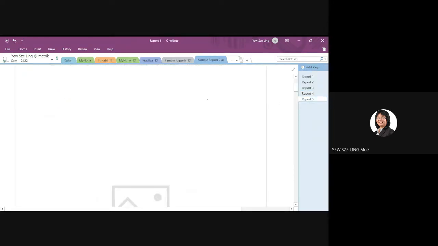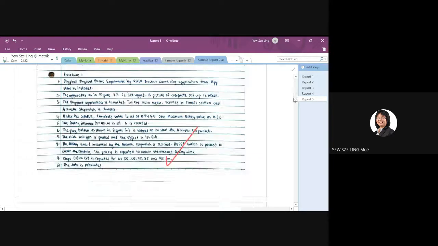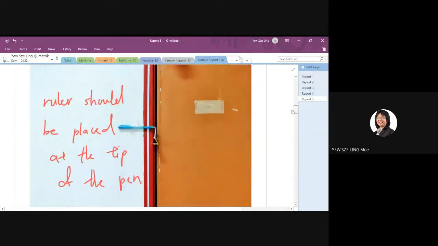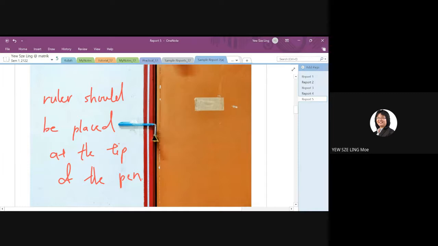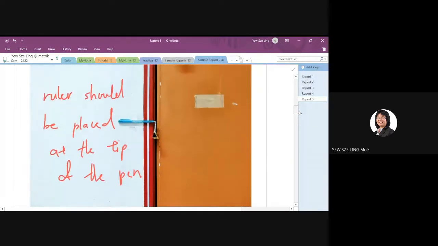Okay, now lab report number 5. Lab report number 5, the thing that I want to show you is the discussion. Okay, so it's not the tips. Okay, it should be close to the tips. Tapi ini macam tak nampak ruler. Okay, and this one, I think you put it too close to the door. So when you drop it, there will be friction between the clip and the door.